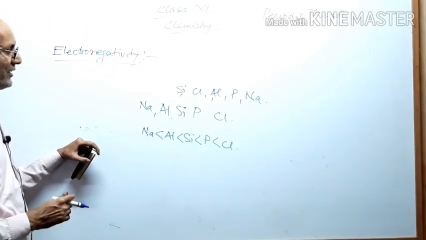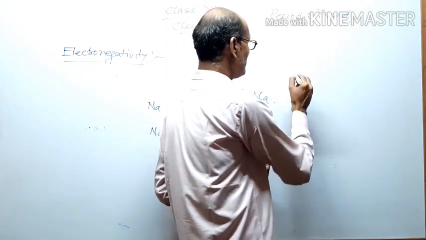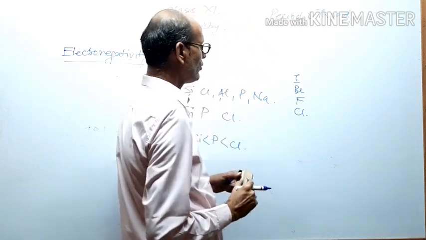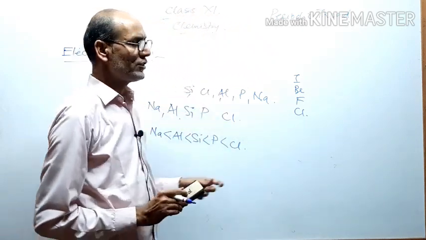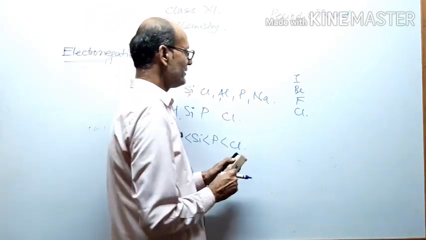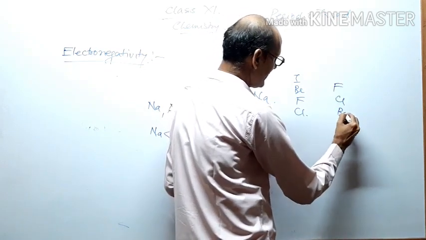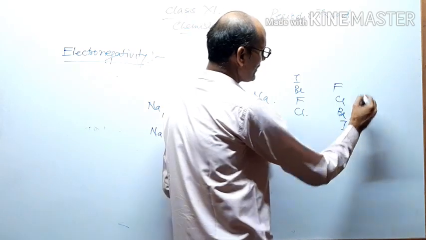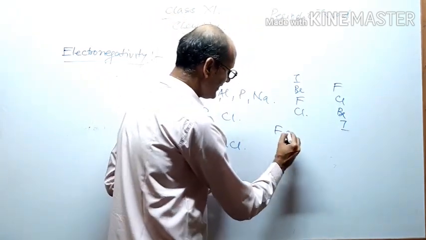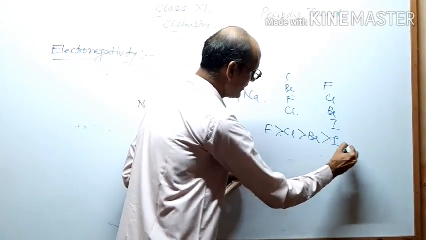If you want to arrange elements from top to bottom, suppose I have given you I, Br, F, Cl. You have to arrange these elements in decreasing order of electronegativity. First of all, arrange these elements according to the periodic group concept: first F, then Cl, then Br, then I. As you know, on moving from top to bottom, electronegativity decreases. So F is greater than Cl, greater than Br, greater than I.